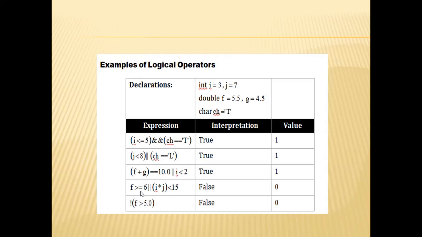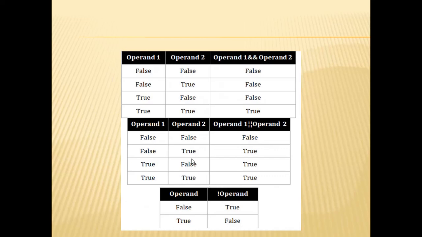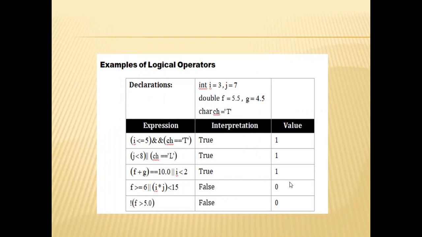So in this case, you have to check this. F is 5.5. 5.5 is greater than or equal to 6? This is false. False, logical OR 21 is less than 15. So this is also false. False, logical OR false. The result is false. False means it is 0.